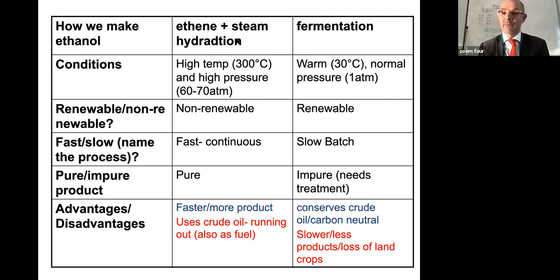You'll remember from fractional distillation, and we can add steam to it under really high temperatures and pressures to make alcohol really quickly. It's very fast, and it gives us absolutely pure alcohol if that's needed for something.